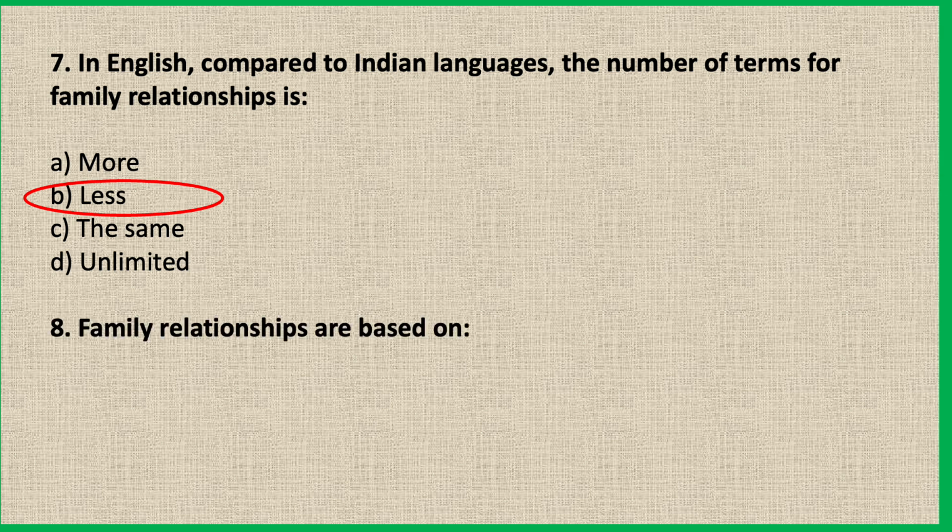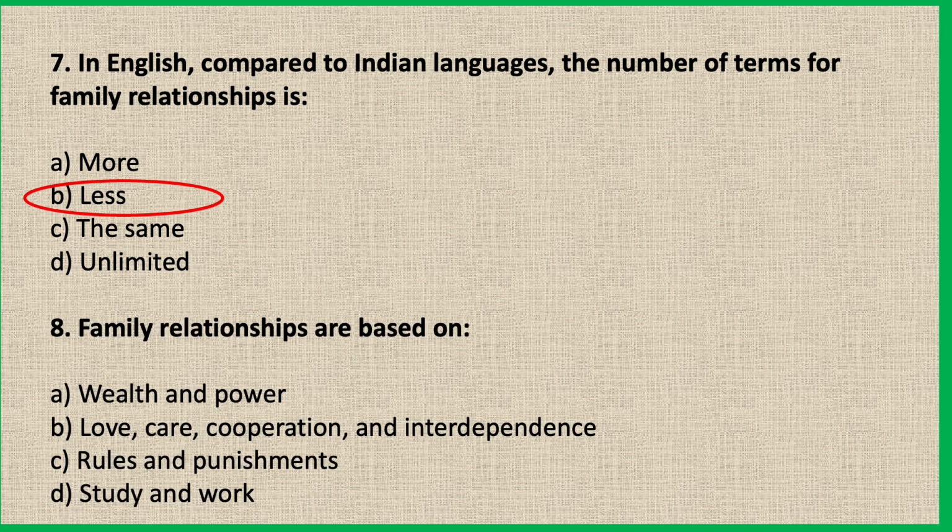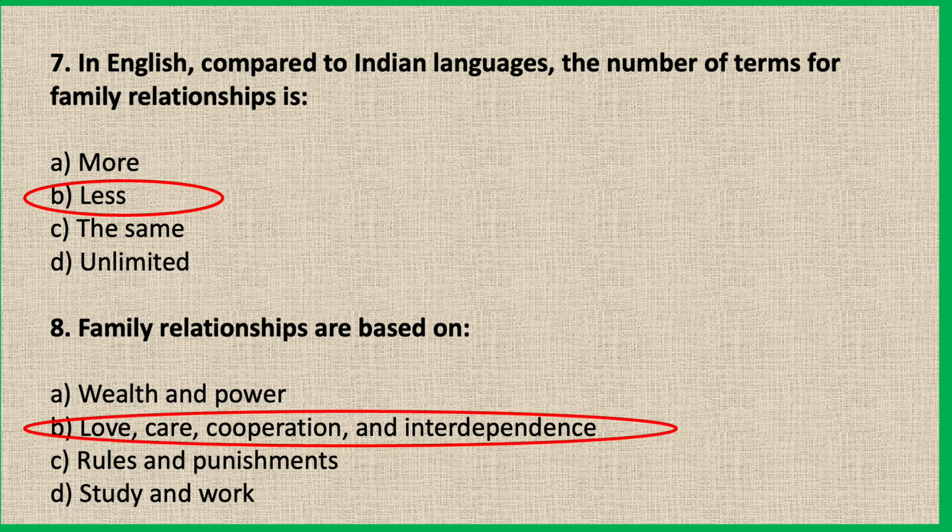Next one, family relationships are based on. Options are wealth and power, love, care, cooperation and interdependence, rules and punishments, study and work. Which is the correct answer? Family relationships are based on love, care, cooperation and interdependence.